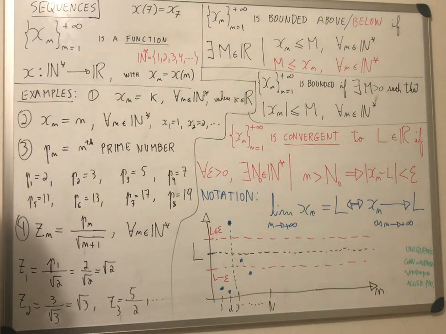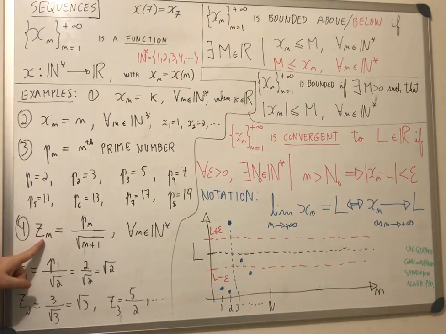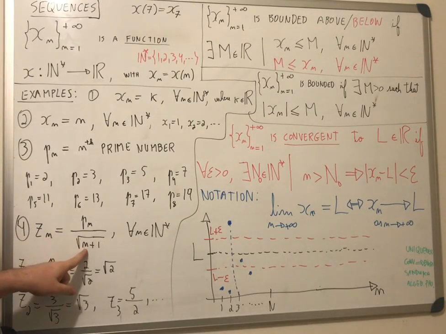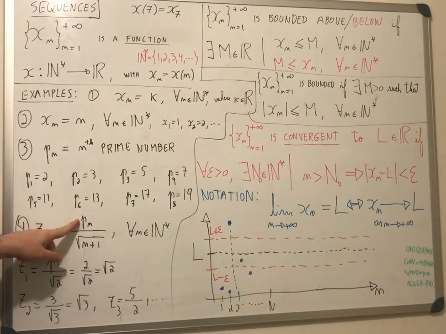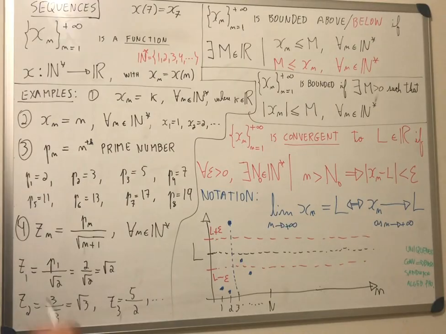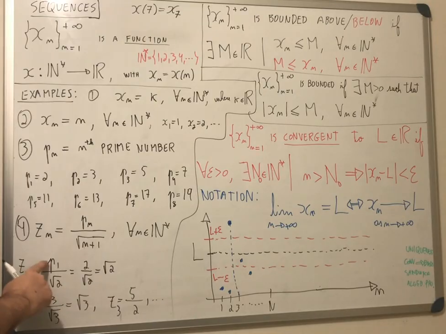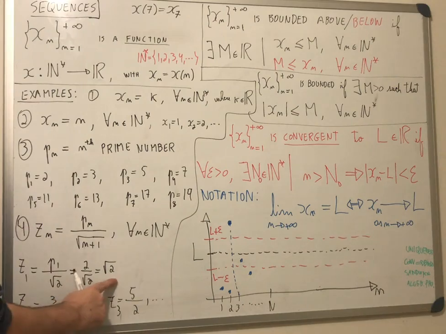Okay? And you can use this to construct other sequences. So here's zeta_n: z_n is going to be p_n over the square root of n plus 1, where this p_n is given by the prime number sequence, it's just the nth prime. So zeta_1 is the first prime number over the square root of 1 plus 1, which is the square root of 2. The first prime number is 2, so it's going to be 2 over square root of 2, which is square root of 2.